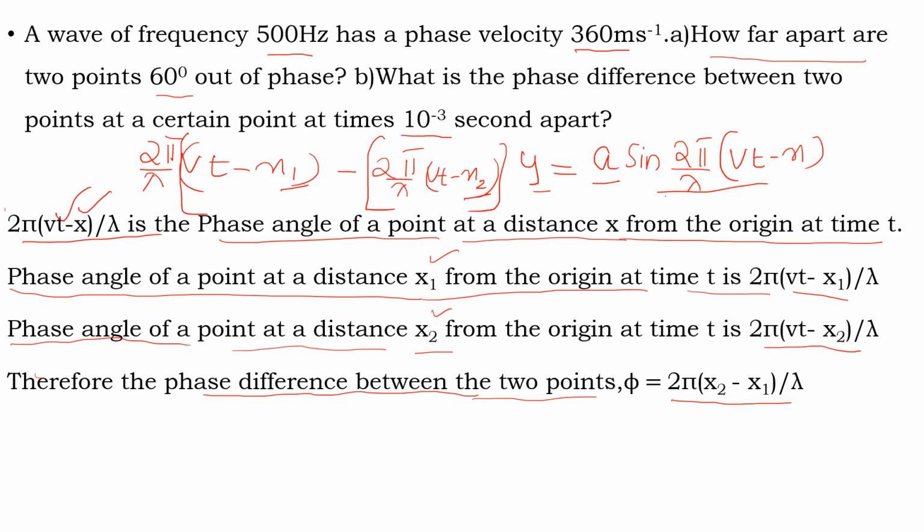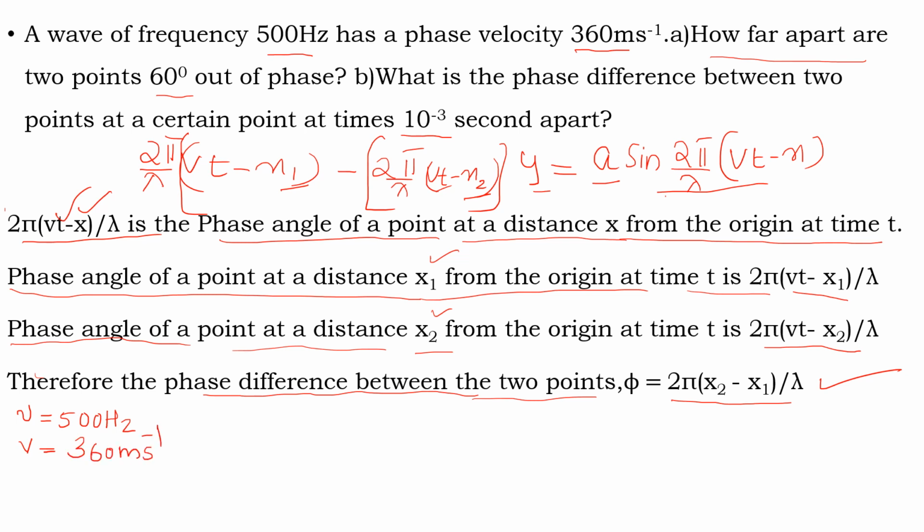That is, vt and vt will cancel and the x terms will be minus x1 plus x2 or x2 minus x1. That is, the phase difference between the 2 points is phi is equal to 2 pi into x2 minus x1 by lambda. And in the problem, it is given that the frequency of the wave is nu is equal to 500 Hz and the velocity v is 360 meter per second.